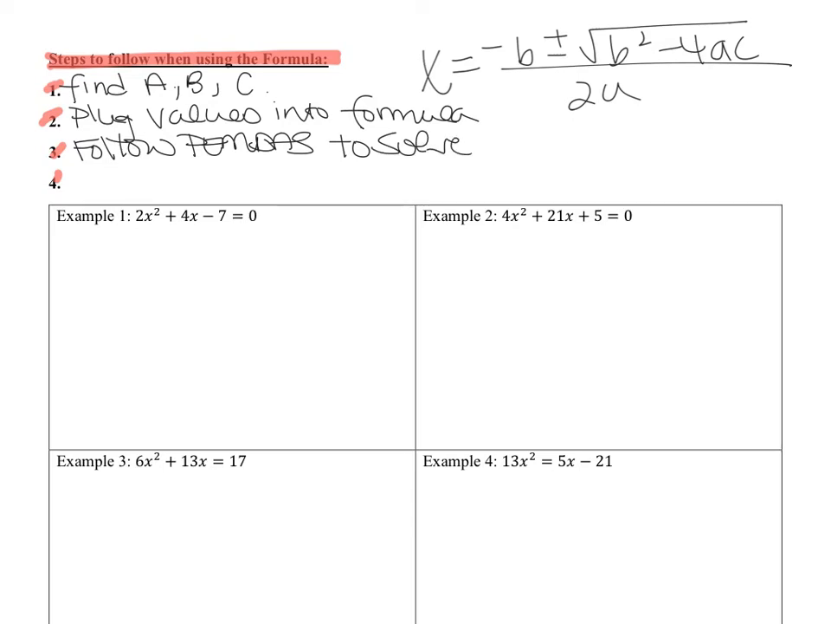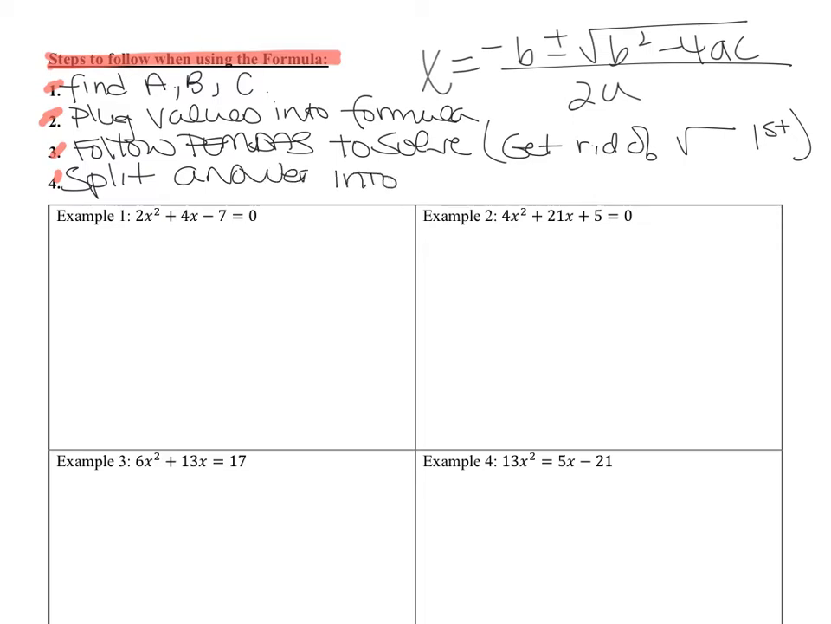In the very beginning of the year, when we followed PEMDAS, we always got rid of the ugliest stuff first. So the ugliest thing in this problem is the square root. So get rid of square root first. Number 4, split answer into 2 paths once square root is gone.